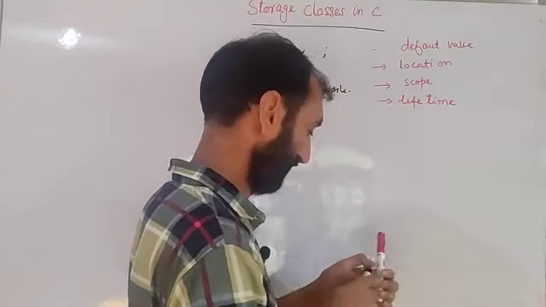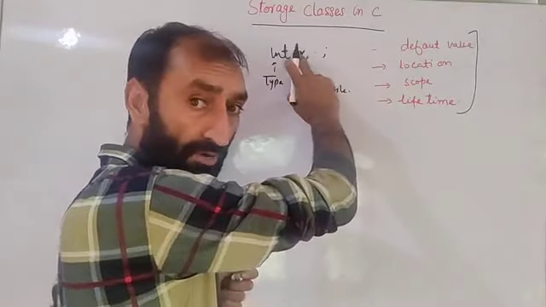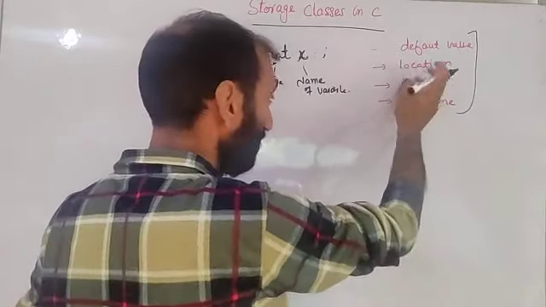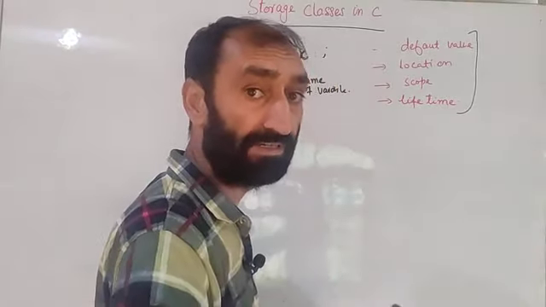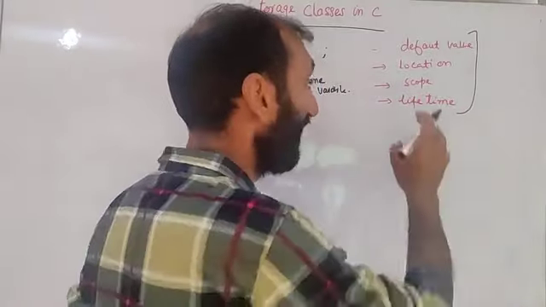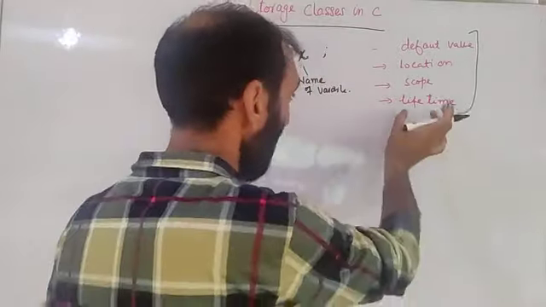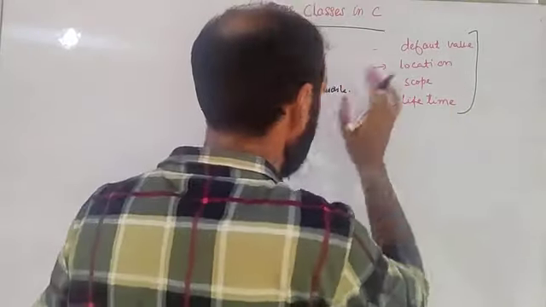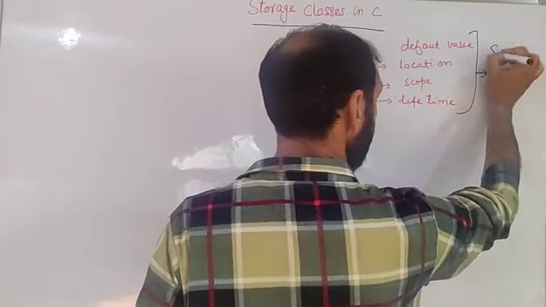All these four things: the default value, what value the variable has by default; the location, whether the variable is going to be stored in the RAM or in registers; the scope, whether the scope is local or global, or more precisely whether it is program scope, block scope, or function scope; and the lifetime, up to what extent I can use this value. All these four things are going to be known by its storage classes.